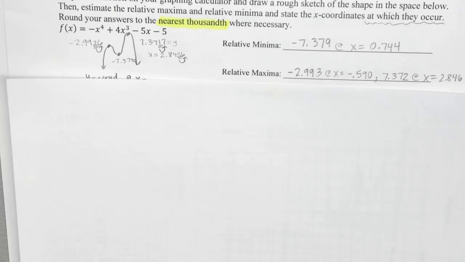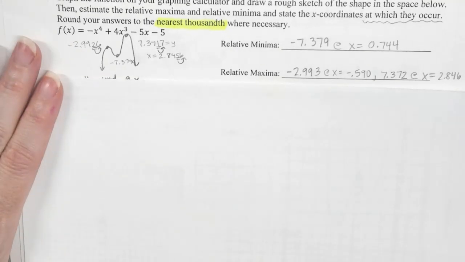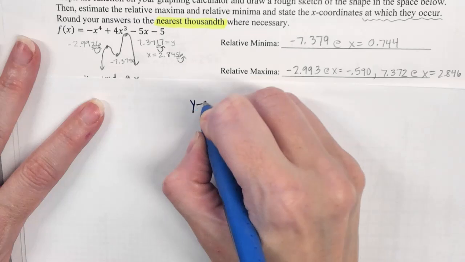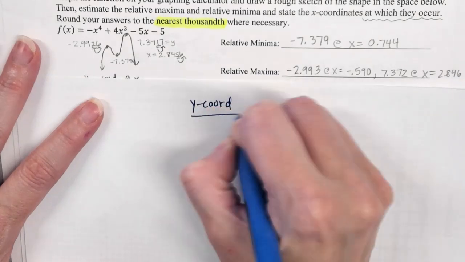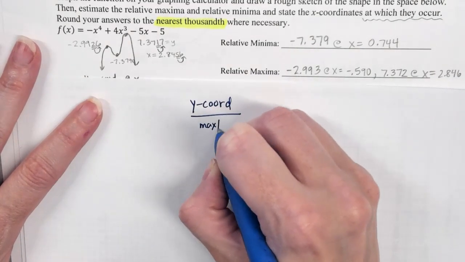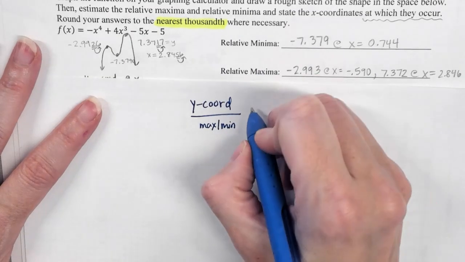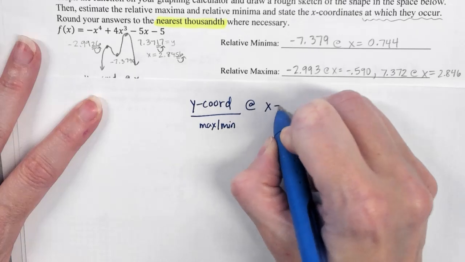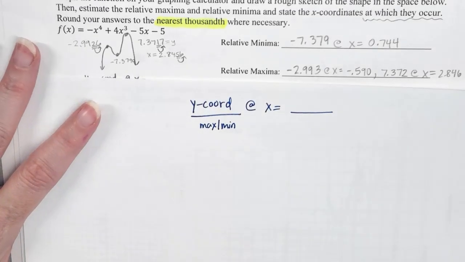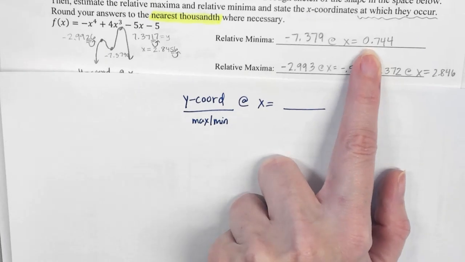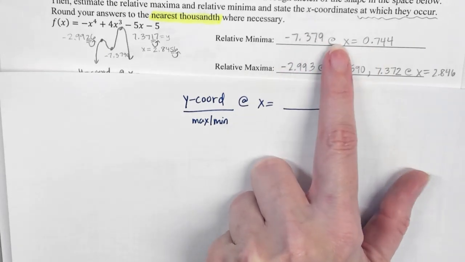I did because it helps me. And then it says find the relative max or min and state the x coordinates at which they occur. The max or the min is the y coordinate. So that's why you have to write it like this. You're acknowledging that the maximum or minimum is the y at whatever your x equals. So all of them should be written in this form. Now you only had one minima.